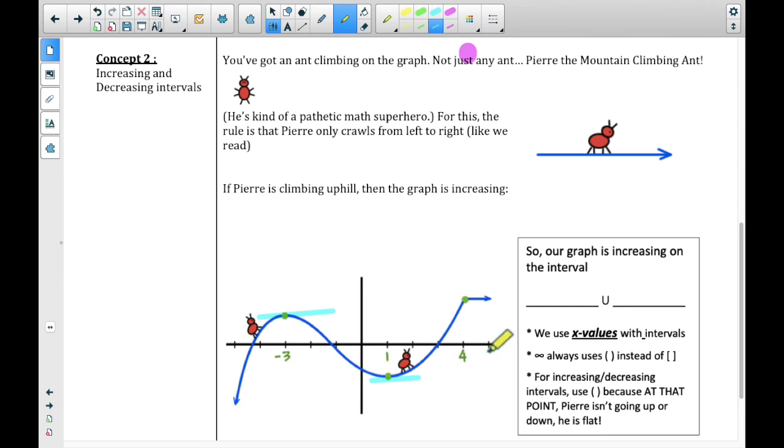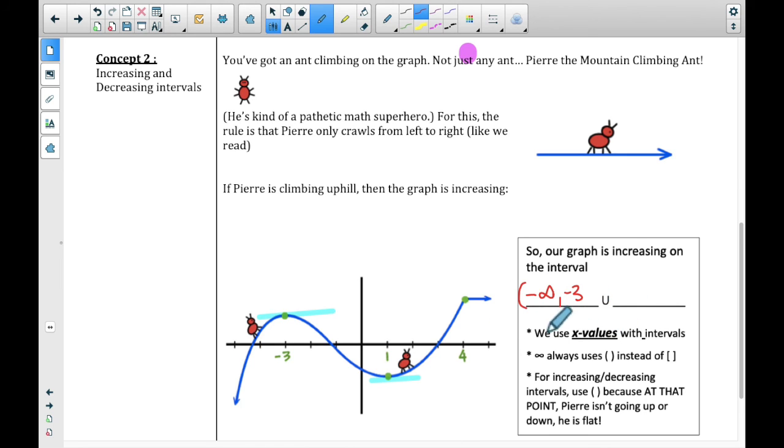So our graph, if we look at this graph here, where is it increasing? That is, where is Pierre climbing up? Well, we always start from the left and move to the right. So again, we're asking where, like the time we were talking about, like the months, okay? So we're asking where is he going up? Well, he's going up all the way from negative infinity all the way until he gets to negative 3.